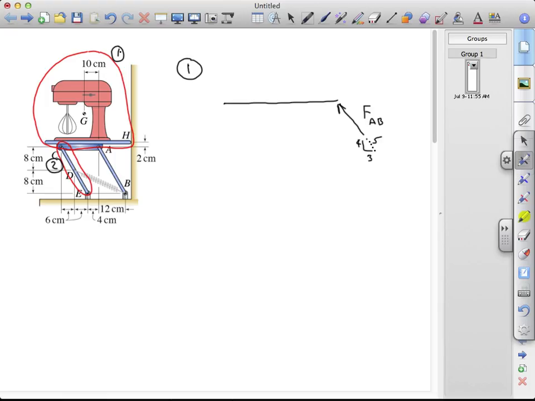The figure is a little misleading in that the distance here between A and C is 16 centimeters. And the center of gravity is shown as being a distance 10 centimeters from A, which would actually put it roughly over here somewhere. So this is going to be my weight. And that's 10 centimeters from A.